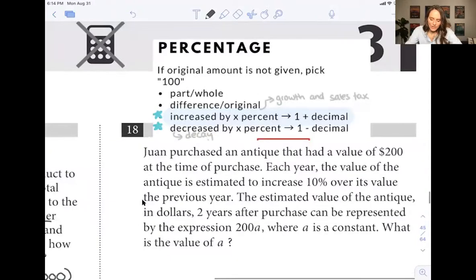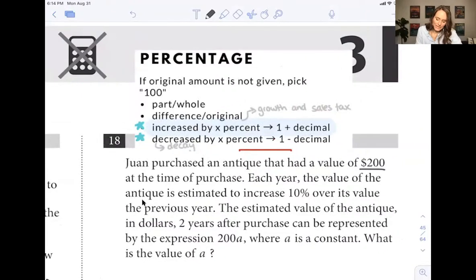So when we read this question and we see someone purchased an antique that had a value of 200, that's our original value. Each year, the value of the antique is estimated to increase 10% over the value the previous year. So we're going to take that 10% and make it a 0.1, and then we're going to have 1 plus 0.1, which is equal to 1.1. The estimated value of the antique in dollars 2 years after purchase can be represented by the expression 200A, where A is a constant. What is the value of A?